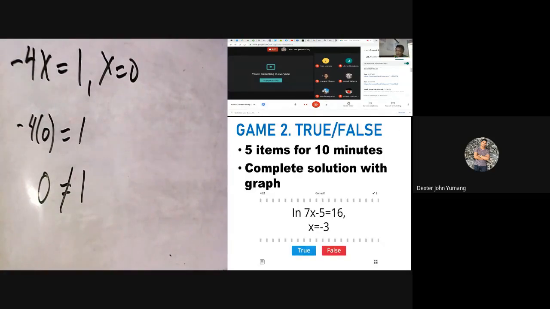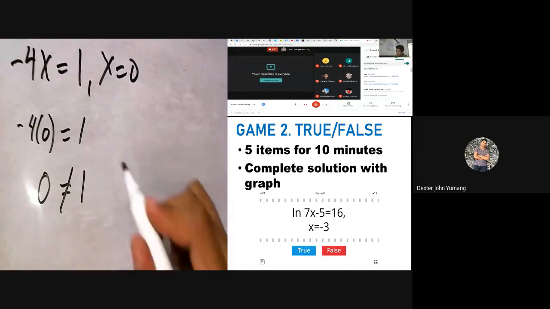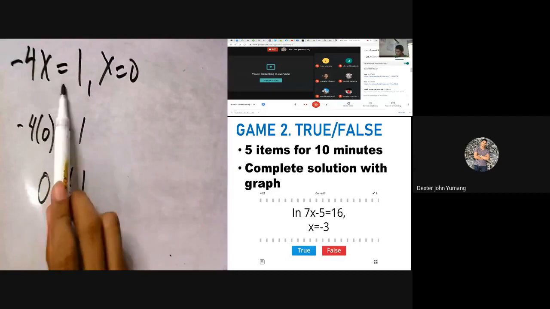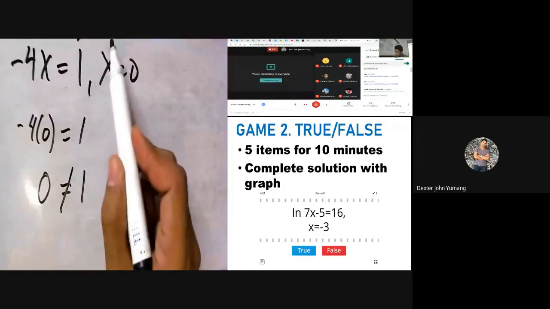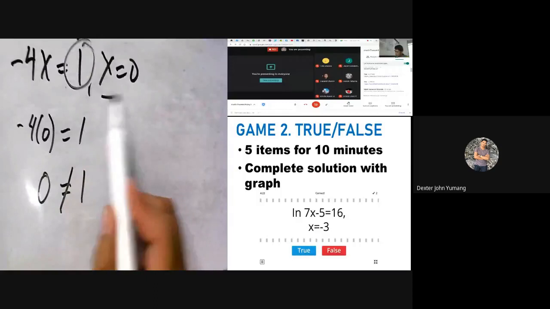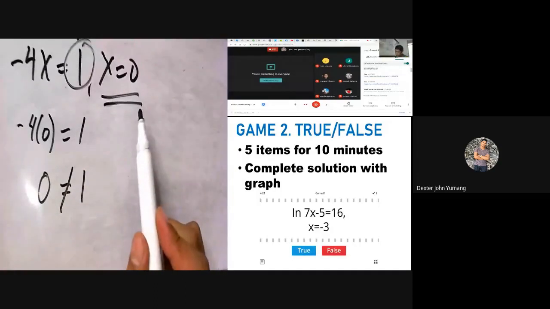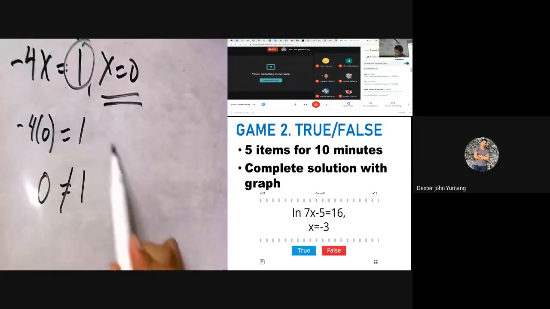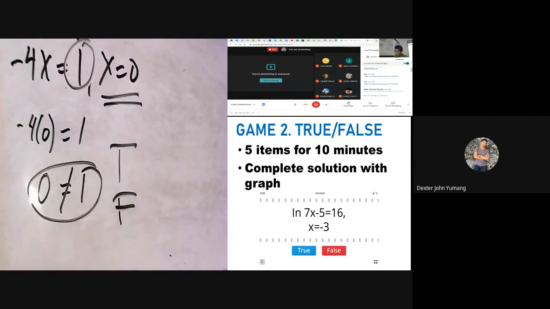Okay. So for our game number 2, we will be using substitution to know if the statement is true or false. Like this that you see on the screen, we have negative 4x equals 1. Is it true that it equals 1 if the given is x equals 0? If it is true, if they are equal, the answer is true. But if not, it is false. Like this one, it is false. Got it? So, this one is false, because they are not equal. So, what is an example that is true? When 1 is equal to 1, that is true.